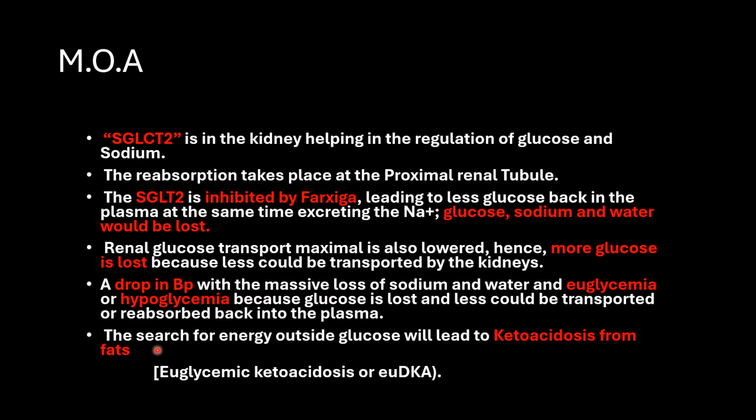Then another trouble is this. The search for the source of energy will then start because glucose is the main source. Now we don't have enough. Hence, the body will go and get the source from fats, breaking it down, then getting more ketones in that process, leading to ketoacidosis. But remember, we will likely have euglycemia or hypoglycemia. So the ketoacidosis here is called euglycemic ketoacidosis, written in this form.